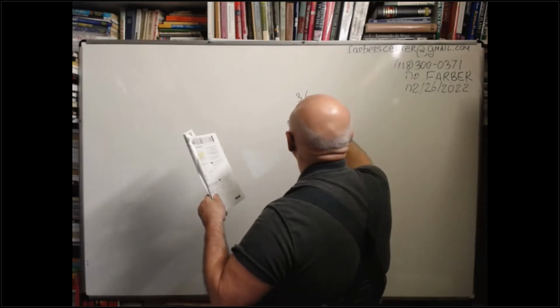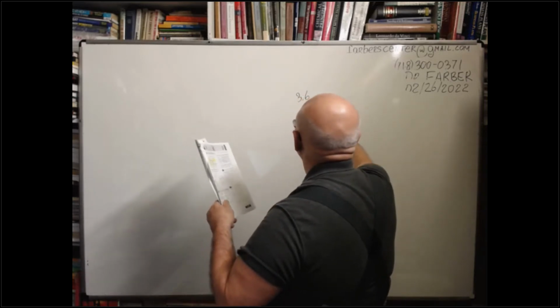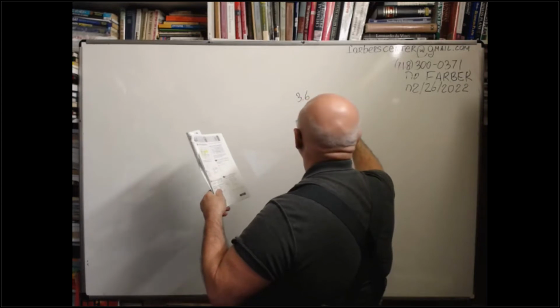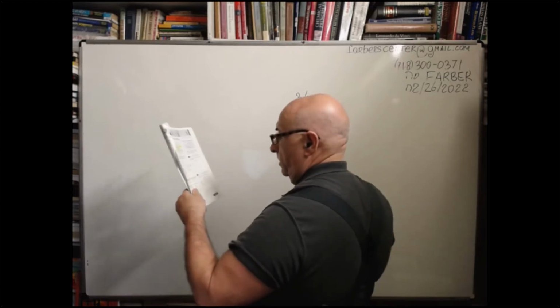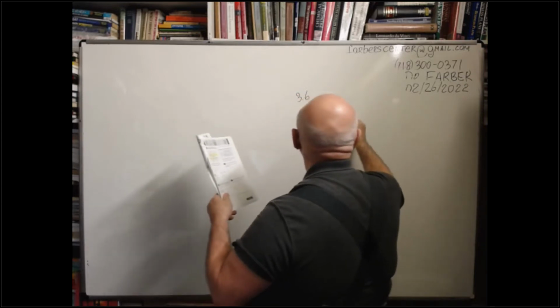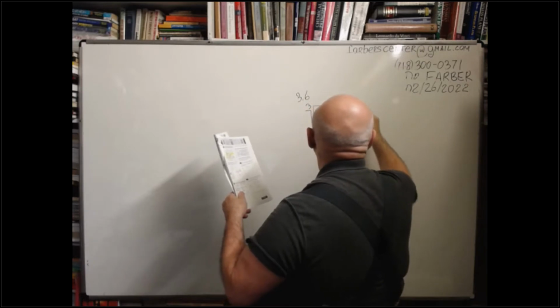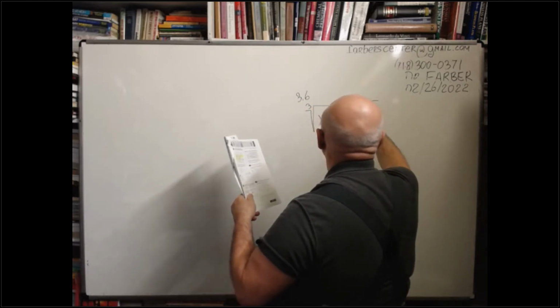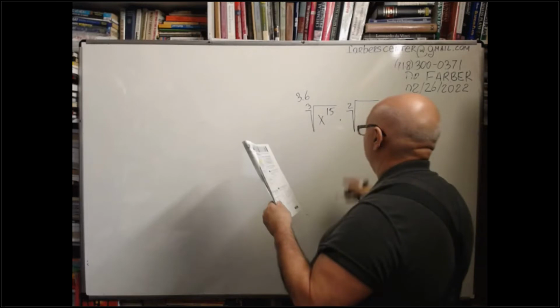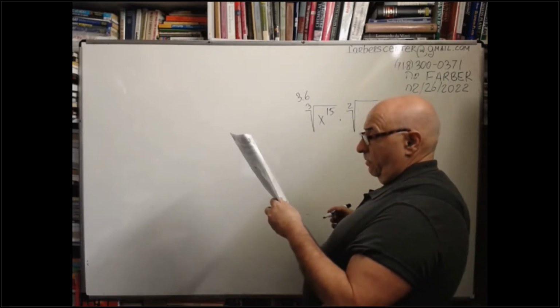Cube root of x to the power 15 times, nobody wrote the second, they wrote 2, it's here. If nothing is written, it's 2. Of x to the power 8.